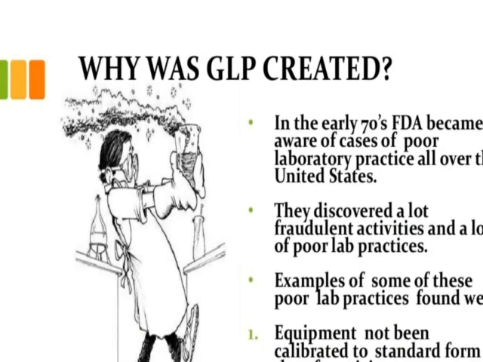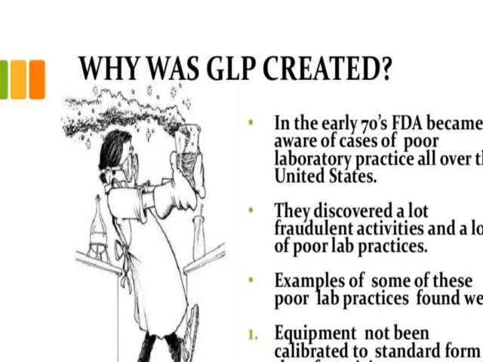So the next part: why was this GLP created? In the early 70s, the FDA became aware that there were cases where poor laboratory practices were going on all over the United States. They discovered a lot of faulty activities, frauds, manipulation in the results, or poor lab practices.